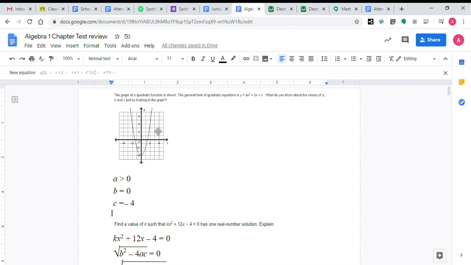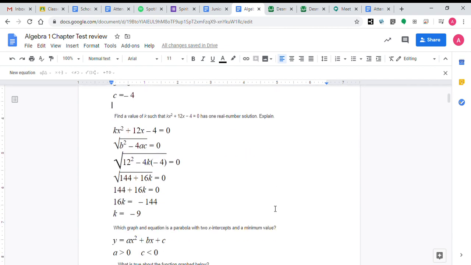Well, we know that it's going to open up. It opens up, so a is going to be positive. We know b is 0 because the axis of symmetry is right on 0 right there, so that means that it doesn't move right or left at all. And then we also know that c is -4 because c is always the y-intercept.